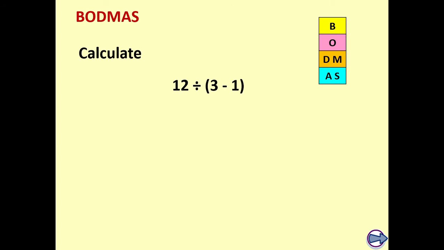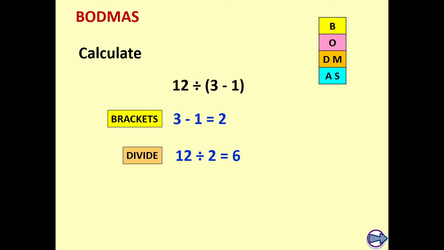Okay, so we're going to calculate 12 divided by brackets 3 minus 1. So again, we do the bit in the brackets first. So in brackets, we'll do 3 subtract 1, which is 2. So that means I'm now going to go ahead with the division stage. So I'm going to divide 12, not by 3 or the 1 bit, because 3 minus 1 was 2. I'm going to do 12 divided by 2, which would give me an answer of 6.